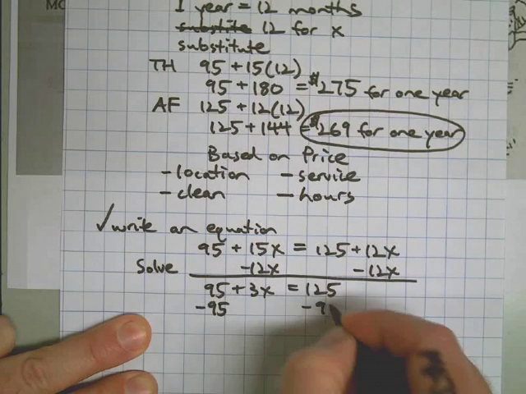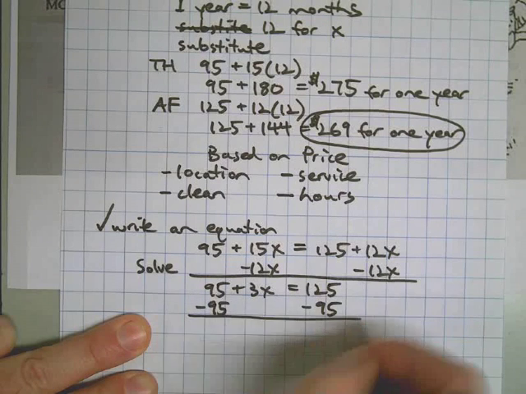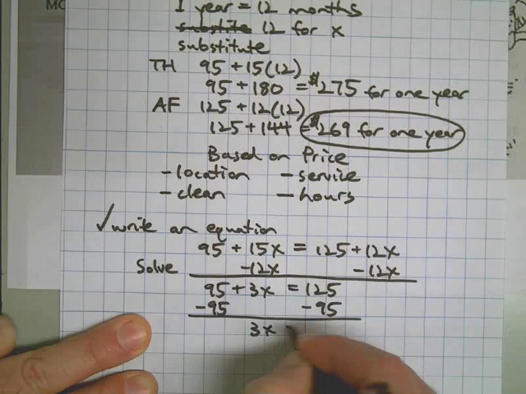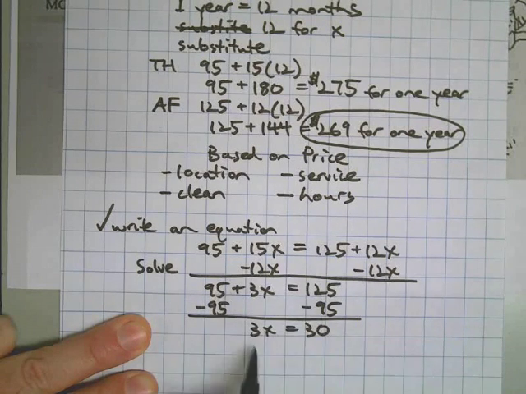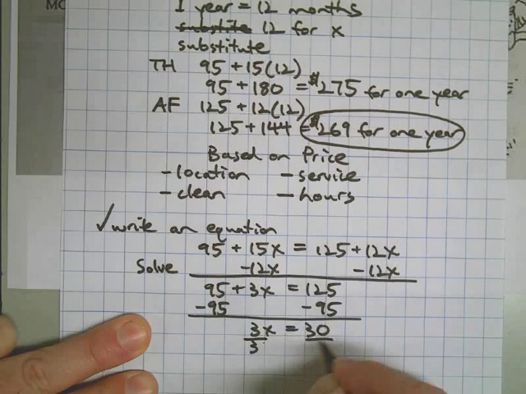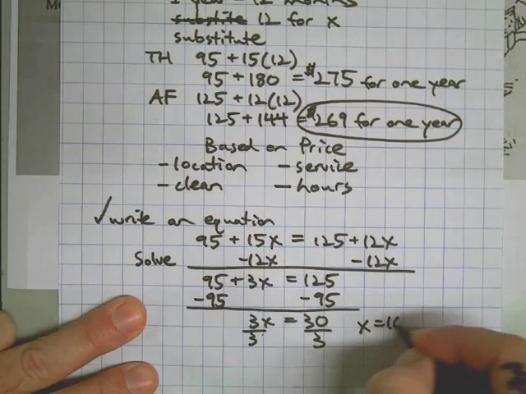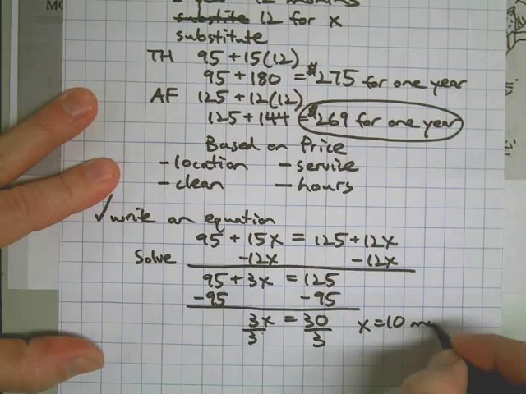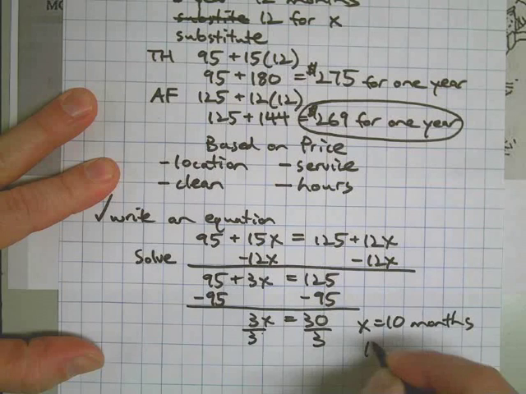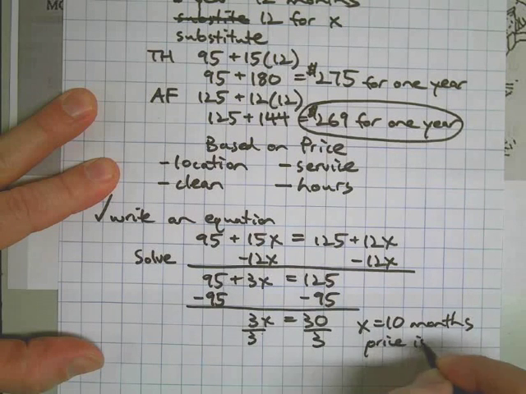I'm quickly running out of room here at the bottom. I'll have to graph on a different page. Oh no! 3x equals $30. Divide both sides by 3. And we get x equals 10, after 10 months, the price is the same.